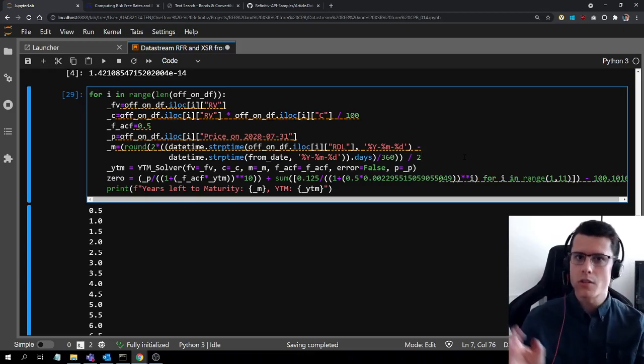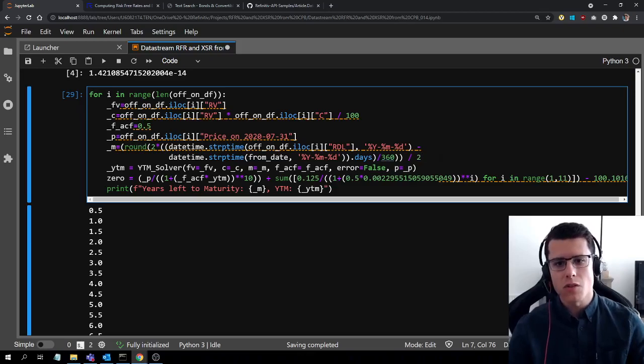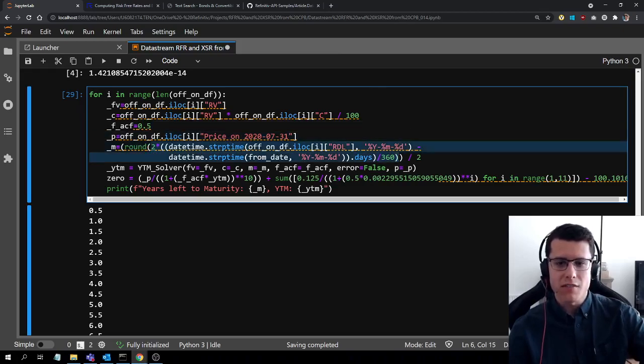If it's a 5-year one, it should give me 5. Trouble is, I've divided by 360, and there aren't necessarily 360 days per year. On average, maybe, but not necessarily. So I have to do this little trick here, where I multiply it by 2, and then I round it up, and then I divide it by 2.